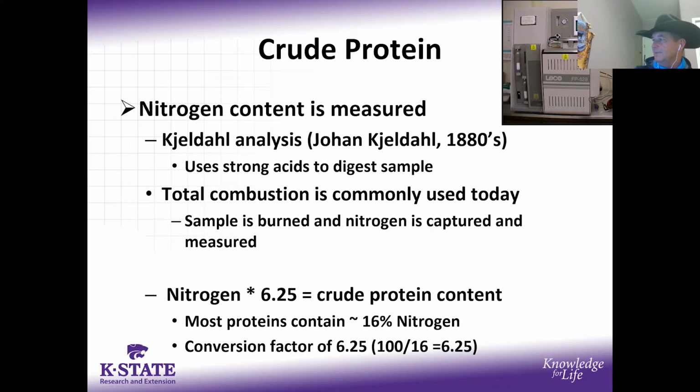Crude protein is determined by measuring the amount of nitrogen within a sample. There's a couple methods that are used. The Kjeldahl analysis, which originated in Germany, goes back well over 100 years. But the most commonly used today is total combustion. They take a small sample, place it in the machine and have it burned. The gases are produced and collected, and the amount of nitrogen produced is evaluated. This is very rapid, approximately 4 minutes per sample.